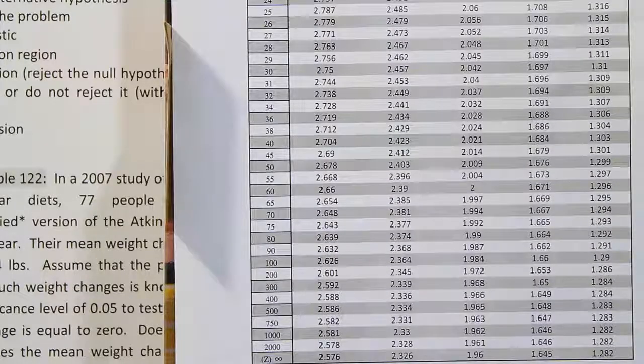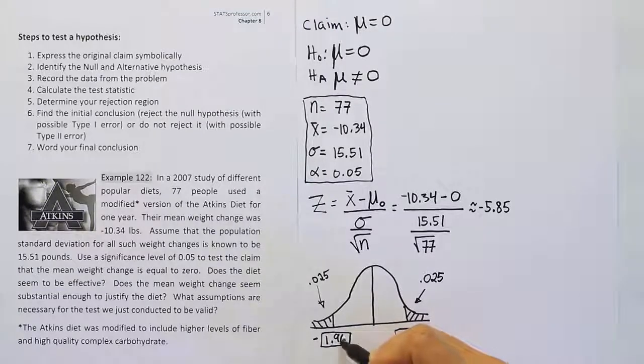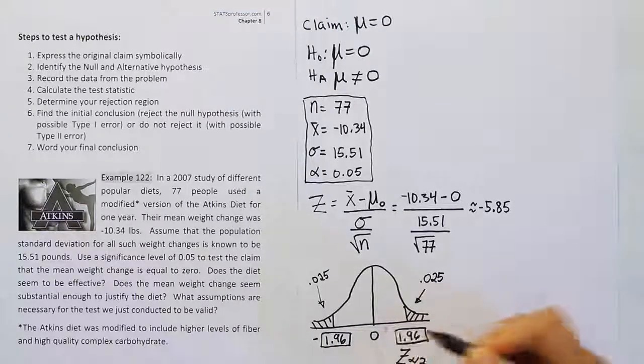All right, so it looks like the value is 1.96. Okay, so we found our answer to be 1.96, and of course it'll be negative 1.96 on the left, and that's because the center here is 0.